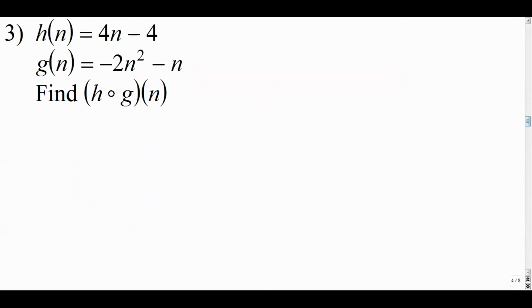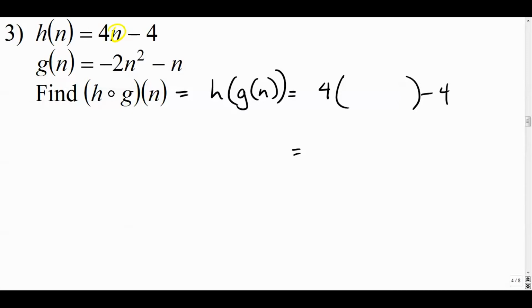Let's try this one. H of g of n. So I'm going to write my h function, and instead of using my n variable, I'm going to leave a space for my g function to go right inside there. So g nests inside h. So I get negative 8n squared minus 4n minus 4. And if you wanted to, factor out the 4's or whatever you can, but I'm going to leave it just like that.